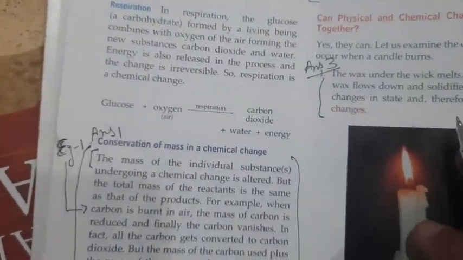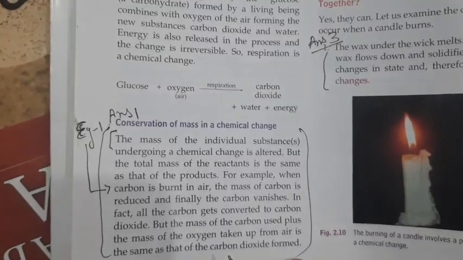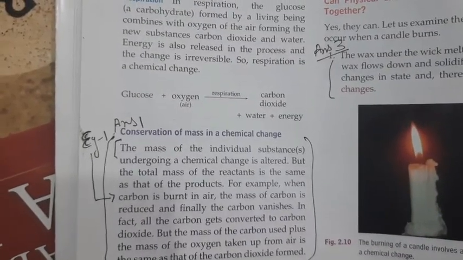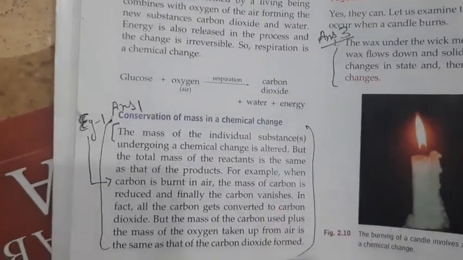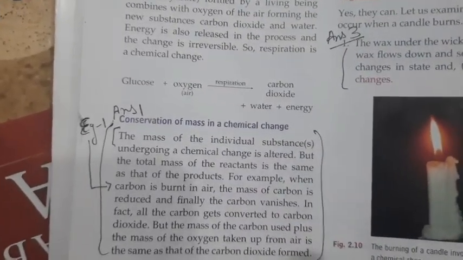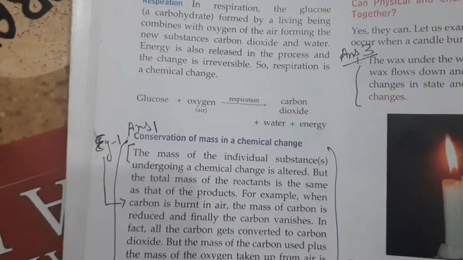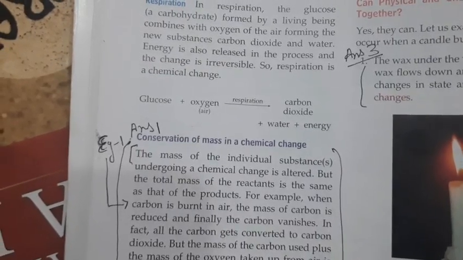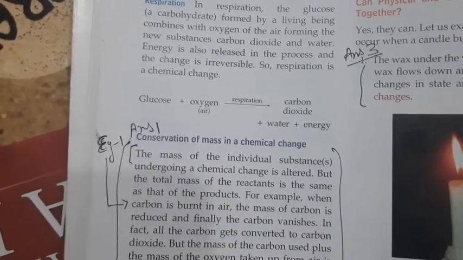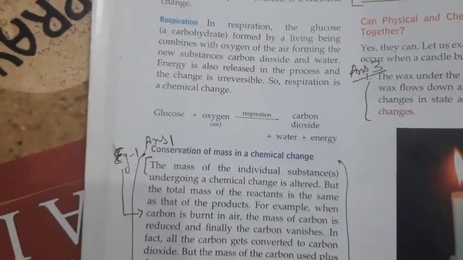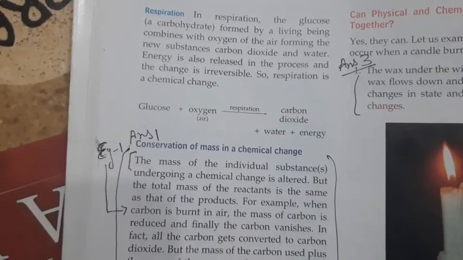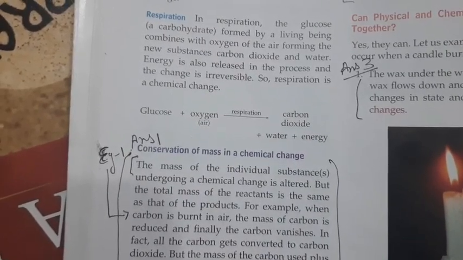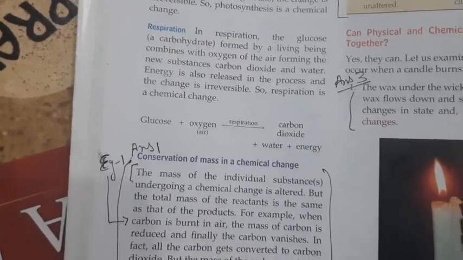Okay, then conservation of mass in a chemical change. Remember this thing, there is a conservation of mass, meaning mass doesn't change. People see from outside only that a candle is burnt and its size decreases, so they think mass changes. But the reality is that on burning a candle there is production of carbon dioxide plus water vapor. If we count that also in the mass, then there is no change in the mass. This is the law of conservation of mass, right? Mass can neither be created nor destroyed.